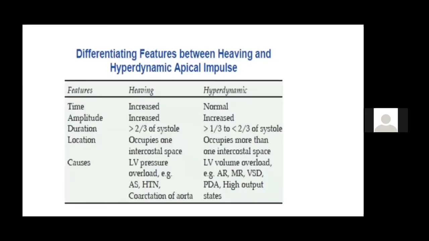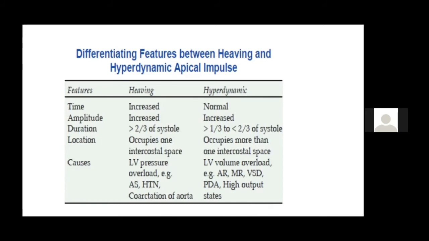Apart from this, there are two different types of apex, the hyperdynamic and the heaving apex. We already know what these apices are. However, how do you differentiate them based on various variables? On the basis of time, in a heaving apex the LV ejection time is increased because of pressure hypertrophy, like in cases of systemic hypertension, aortic stenosis, hypertrophic cardiomyopathy, and coarctation of aorta. These are the various conditions which increase the duration. Apart from that, even in patients with LV dysfunction, we get a heaving type of apex, which is not localized but diffuse. So if it is increased in time, it is a heaving type of apex.